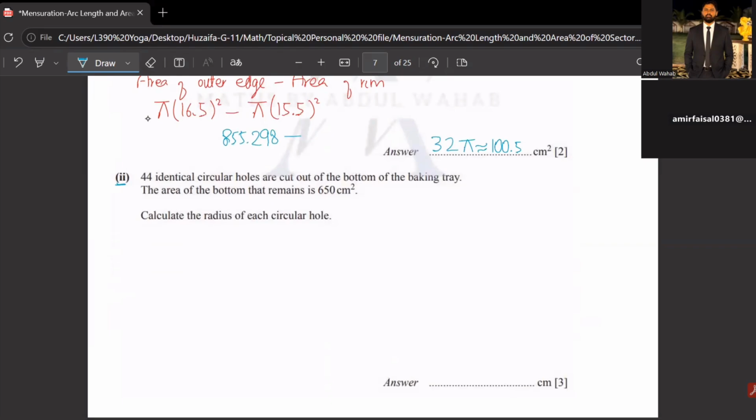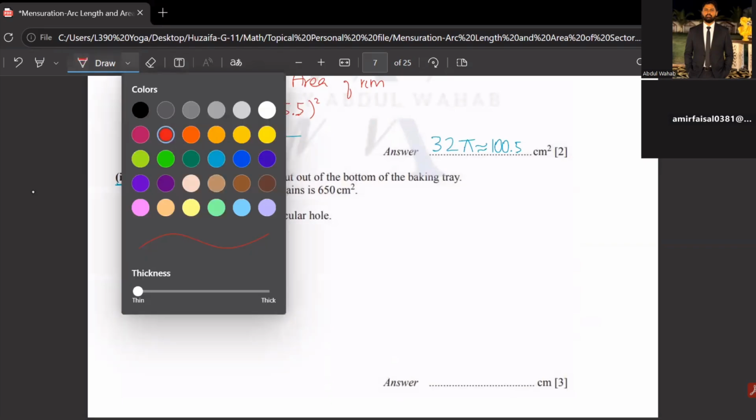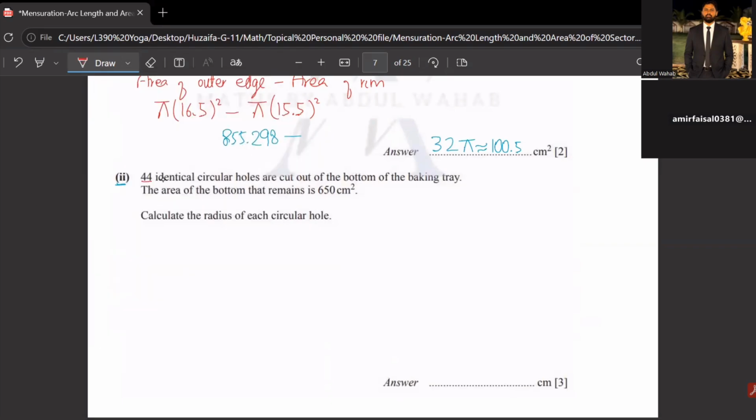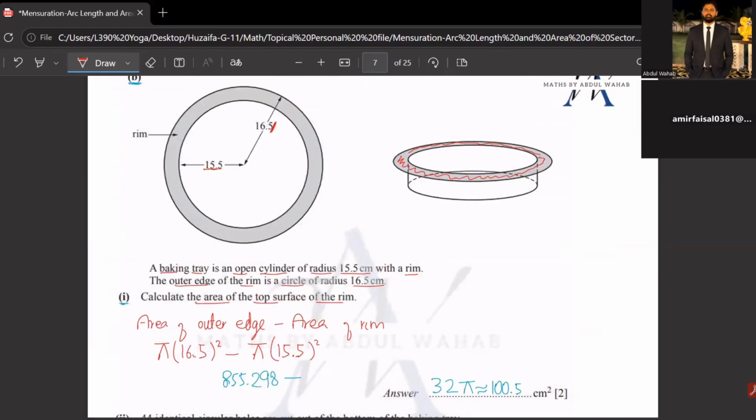What's the next part saying? 44 identical circular holes. It means they are discussing the holes and they are circular, and the formula for a circle is pi r square. How many circles are they forming? 44 circles. And where are the circles forming? At the bottom of the baking tray. We just focus on the bottom of the baking tray.